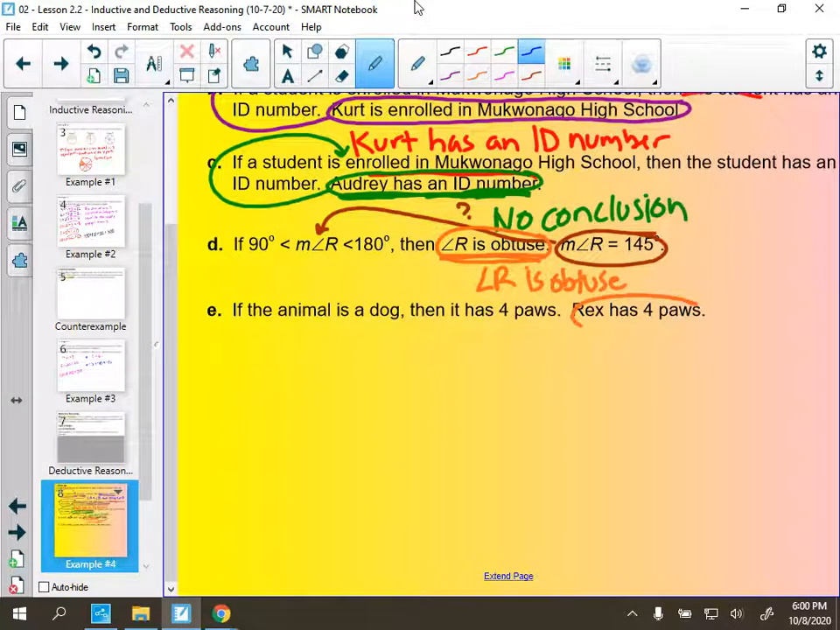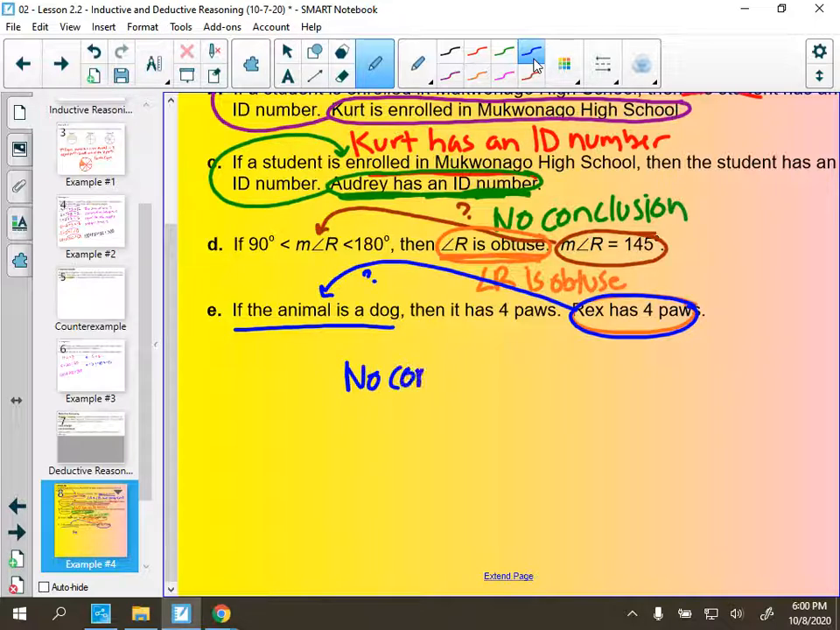It tells us Rex has 4 paws. Does that match my hypothesis? The animal is a dog, Rex has 4 paws. There's a mismatch here. The 4 paws, that's not mentioned in the hypothesis. The hypothesis says the animal is a dog. So this is another example of a no conclusion. And for the same reason that Audrey, we said we weren't able to say that she goes to Mukwonago High School. All we know for a fact is that Rex has 4 paws.